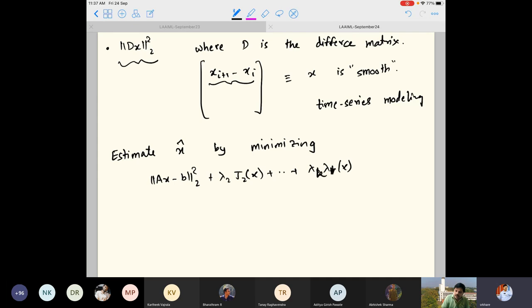So this is lambda k into jk. This is what is happening. This particular inversion is regularized inversion, or regularized estimation.